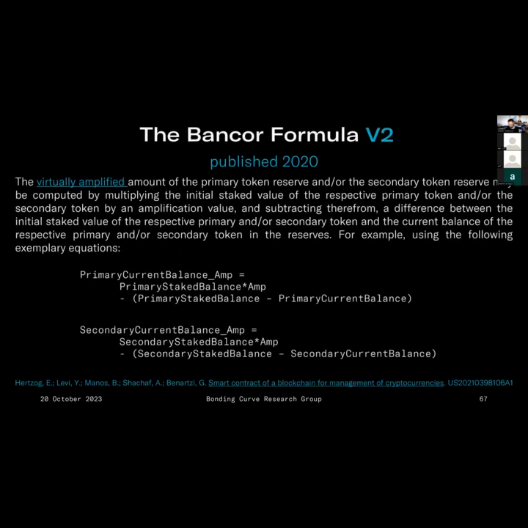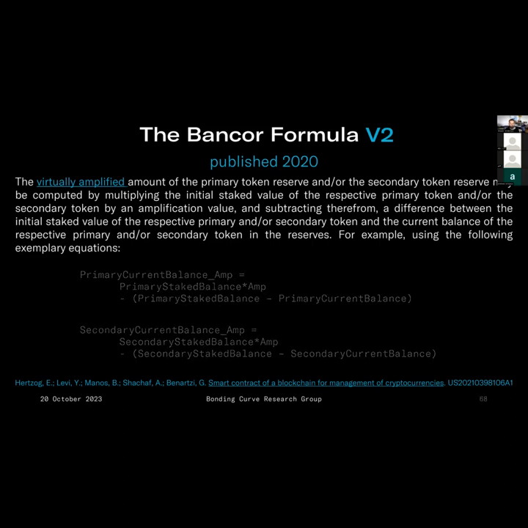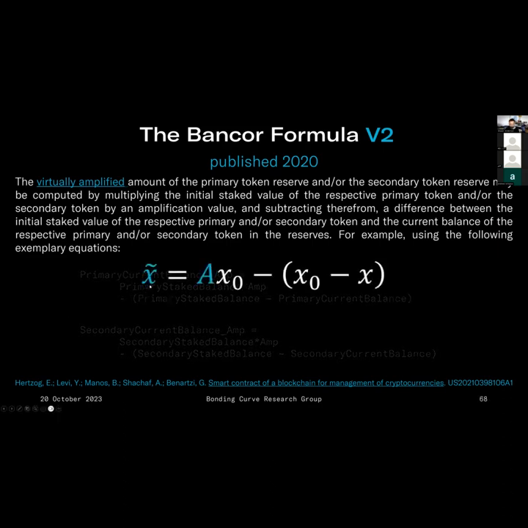Okay, so let's return to these equations as they were presented in the V2 pattern. What we're really saying here is that the current balance, or the amplified version of the current balance, if you like, the virtually amplified token balance where you are currently on whatever the bonding curve is, is equal to this amplification term times the original balance of tokens that you had at the time that the pool was created, if you want to think of it that way. I still think this is the best heuristic, minus that same value, whatever that stake balance is, minus whatever the current balance is.